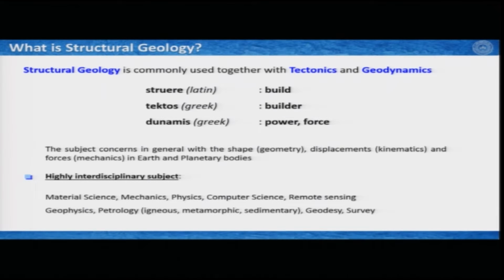We also take active help from survey people, and of course, nowadays we are also taking people from geodesy on board. So, this interdisciplinary nature of this subject makes it highly broad, and in overall geology it makes it a complete science topic together with physics, chemistry, maths and biology.